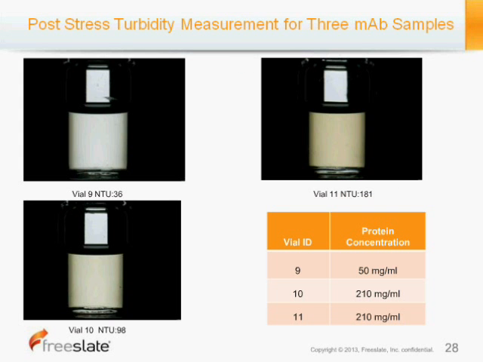Here you can see an example of 3 monoclonal antibody solution formulations that we measured the turbidity of. For the image in the upper left-hand corner, we measured a turbidity of 36 NTUs. The turbidity of the lower left-hand side is 98 NTUs. And the turbidity of the sample in the upper right-hand corner is 181 NTUs.